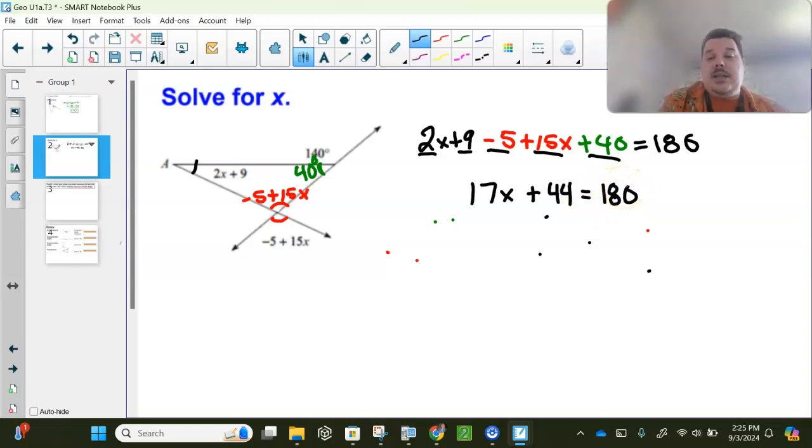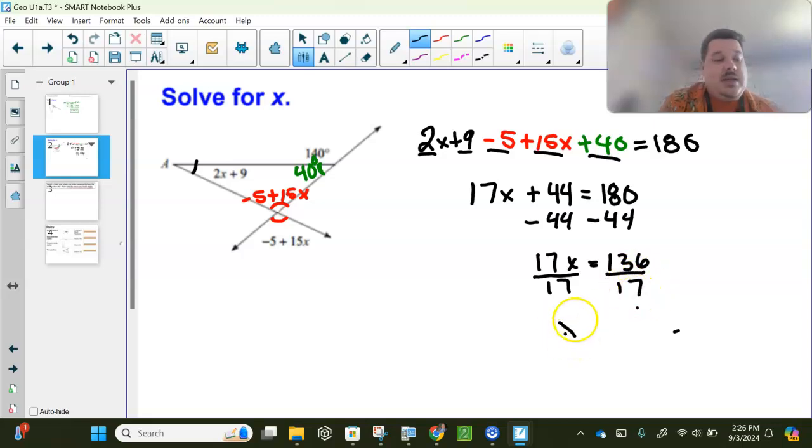Now we want to get the x alone. So the first thing we're going to do is subtract 44. We're going to have 17x equals 136. To wrap this up, we need to divide by 17. I do not know 136 divided by 17 off the top of my head, so I would put it into a calculator. In doing that, we're going to figure out that x is equal to 8. So our answer to this example is 8.